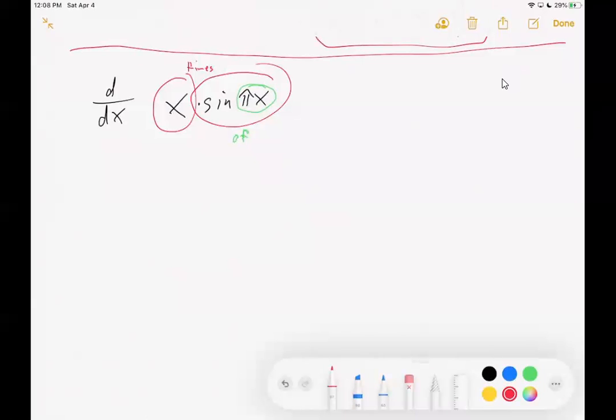So what we want to do is label these. I'll do this in red. That will be U for the first factor. This will be V for the second factor. And so we can do this pretty quickly in our heads. Well, let me write out the template. U prime V plus U V prime. Each thing can be done fairly quickly in our head, right?